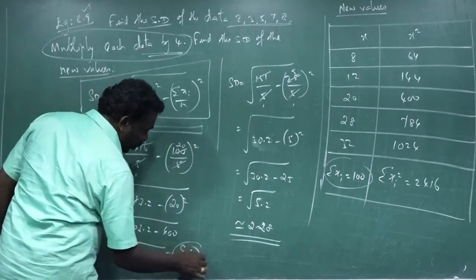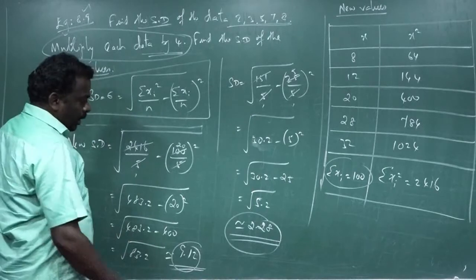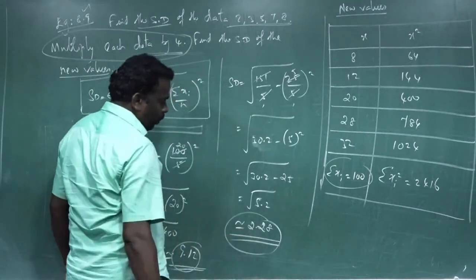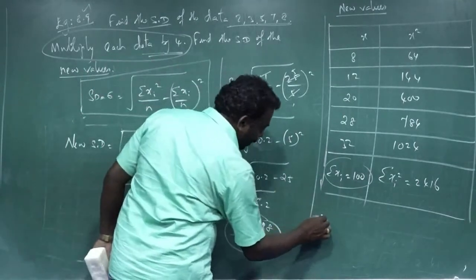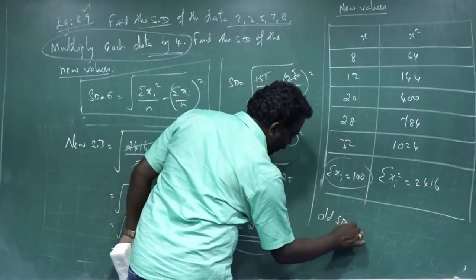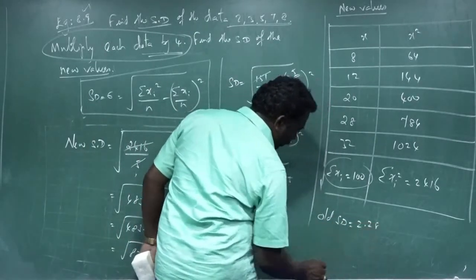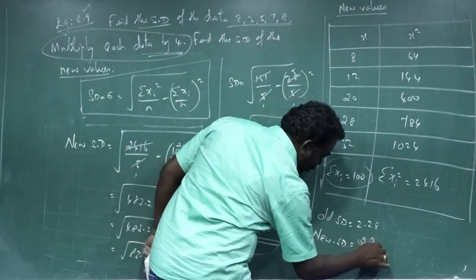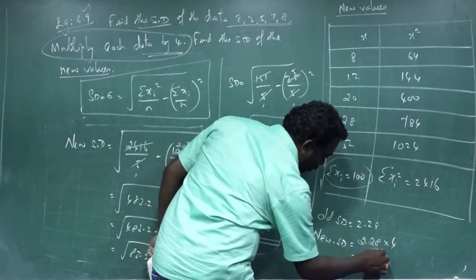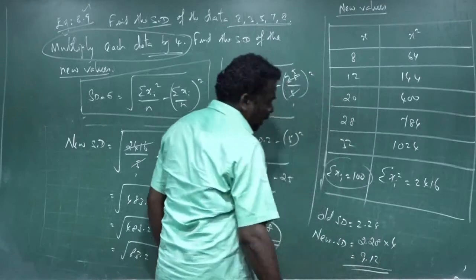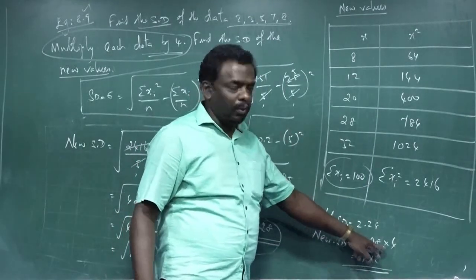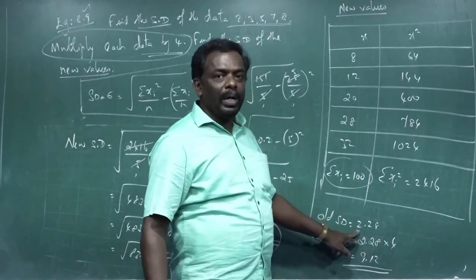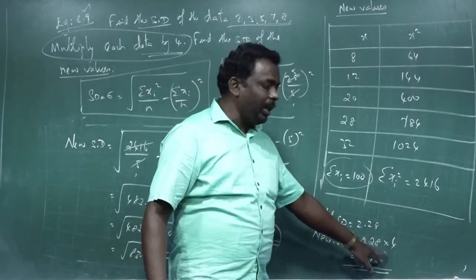Now compare the two standard deviations, old and new. The new standard deviation is equal to 9.12, the old standard deviation is equal to 2.28. We want the old standard deviation 2.28. The new standard deviation equal to 2.28 multiplied by 4. That is equal to 9.12 will come, divided by the product of the term, which is 4. The new standard deviation is 9.12. The old standard deviation equal to 2.28. The difference is a product of 4.